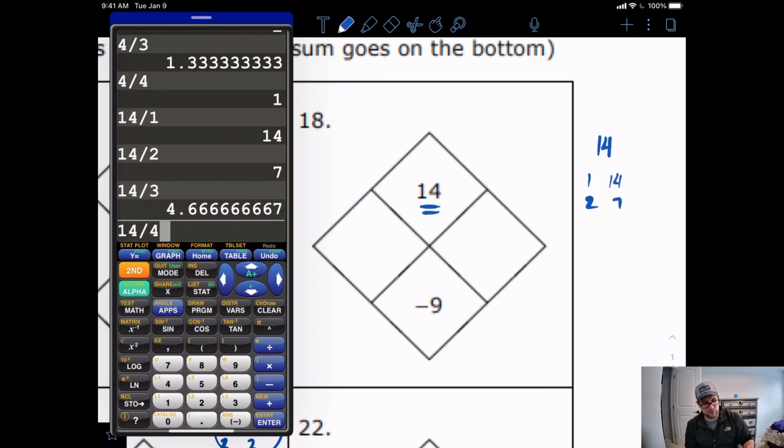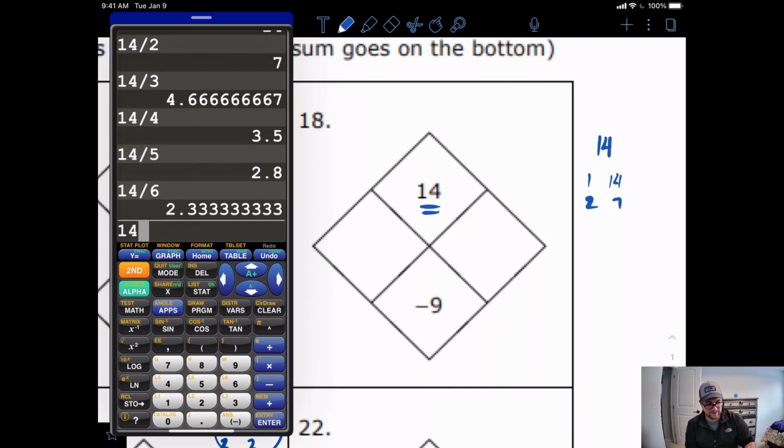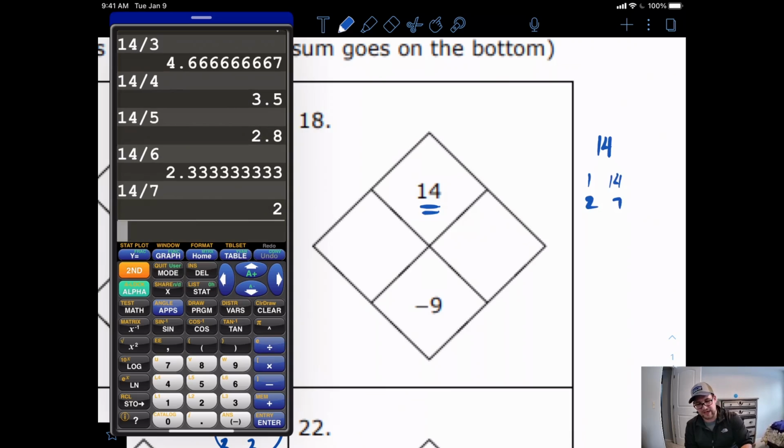14 divided by 4 doesn't go in. 14 divided by 5 doesn't go in. 14 divided by 6 doesn't go in. 14 divided by 7 goes in 2 times. That means 7 goes in 2. Look at that. That's our list flip-flop, so we don't need to go any further. Now, if you look at these numbers, 1 and 14 definitely don't get us close to -9, but neither do 2 and 7. If this was 2 and this was 7, 2 times 7 would give us 14, so that would work. But 2 plus 7 does not give us -9.